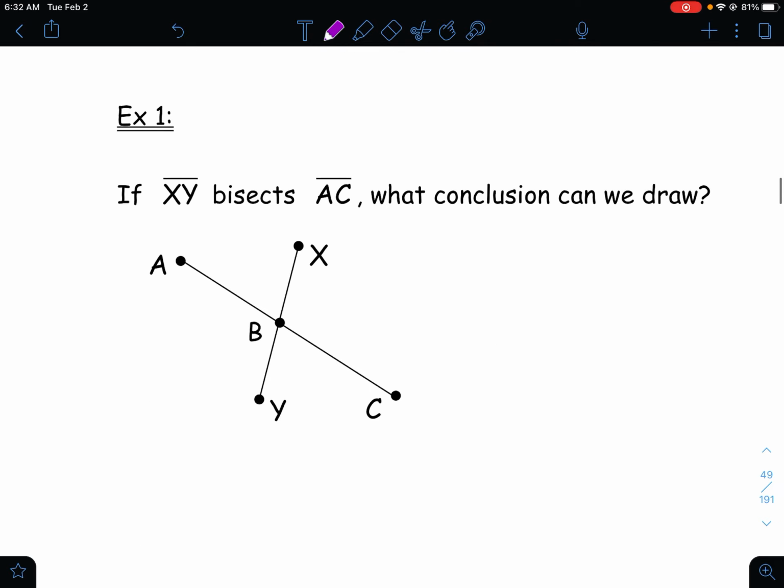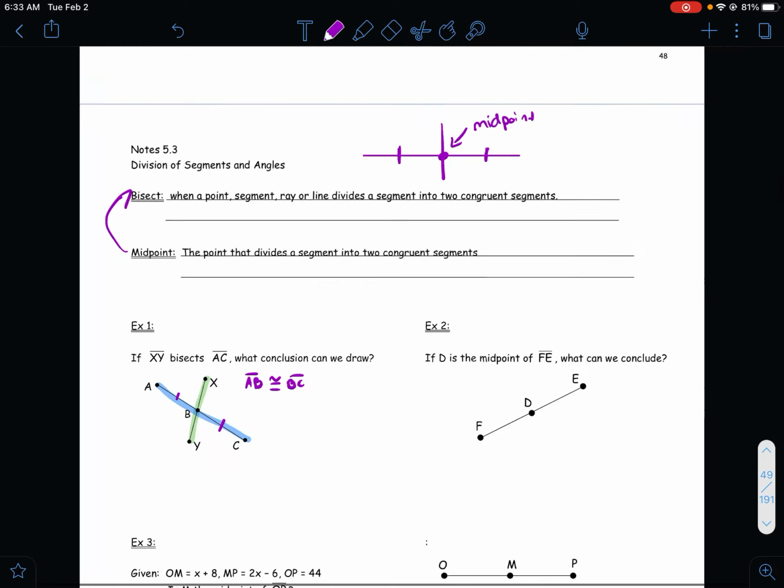So for example 1, it says if XY, so that's this guy, bisects AC, what conclusion can we draw? So what that's telling you is that XY cuts AC in half. So if it cuts AC in half, we could say that it forms two congruent line segments. So we could say that AB is congruent to BC. All right? We cannot say that XB is congruent to XY because we don't know if it's bisected. But we do know that AC is bisected. So we could say AB is congruent to BC.